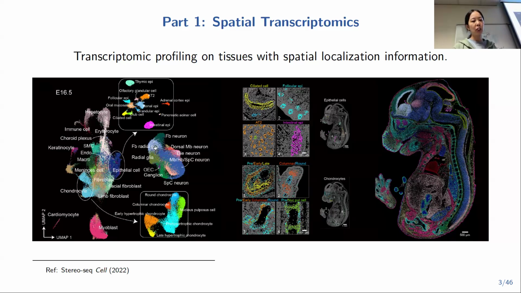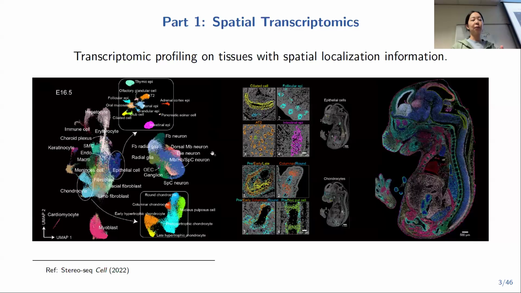And if we do cell segmentation, similarly, we can annotate the cell types. Basically, each dot here represents a cell, and the color corresponds to its cell type. For example, all the dark blue cells belong to the same cell type, and we can map them to the real location of this mouse embryo. So we can nicely see the tissue architecture on this tissue slice.